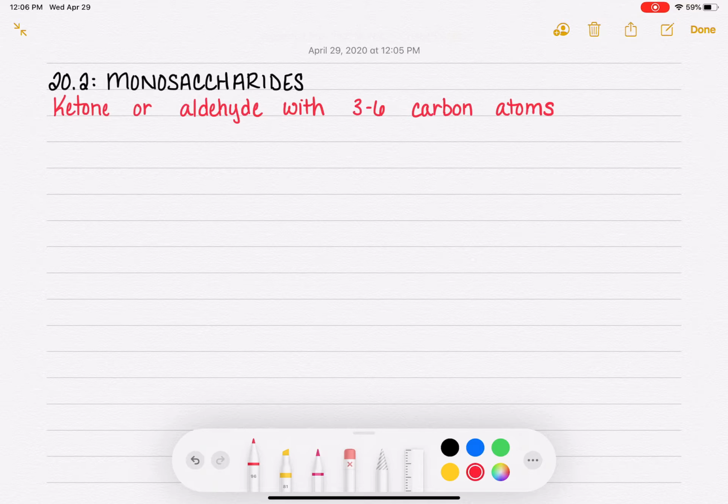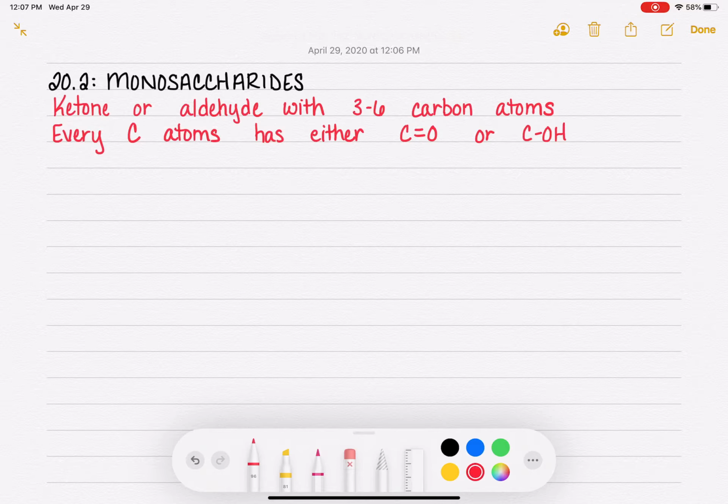And I told you that 6 is the most common. And in this monosaccharide, every one of the carbon atoms is going to have either a double bond to an oxygen, so carbon-oxygen double bond, and that will be the ketone part or the aldehyde part. Or if it doesn't have that, it has a bond to an OH. So every single carbon atom has an oxygen on it.